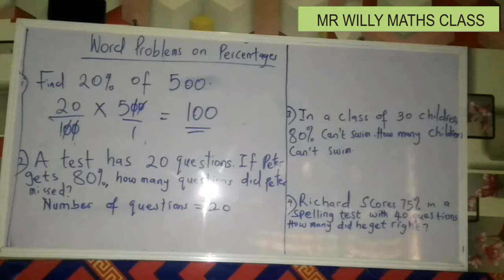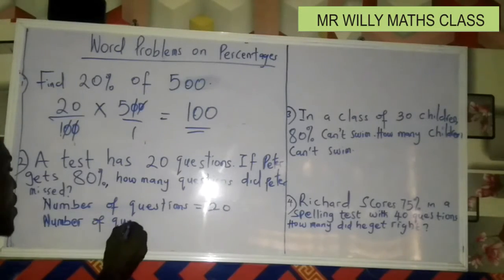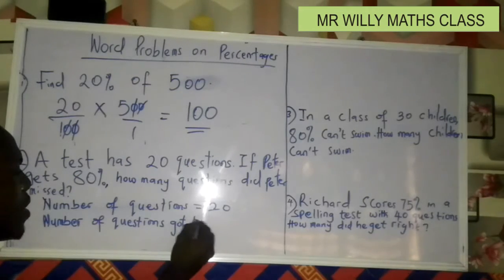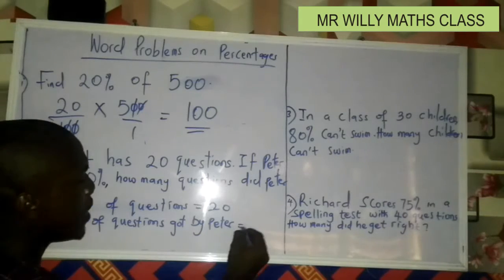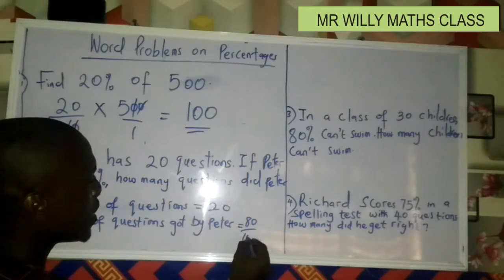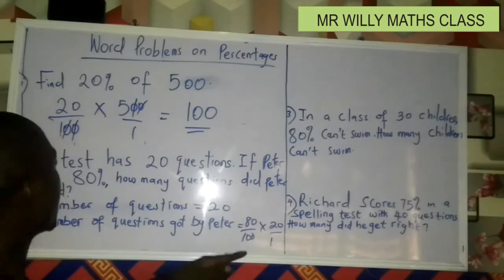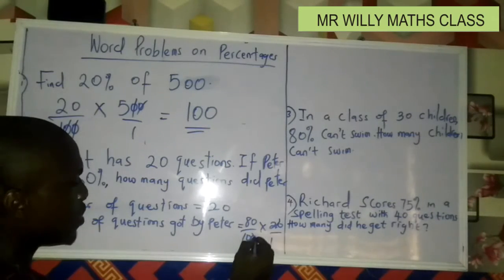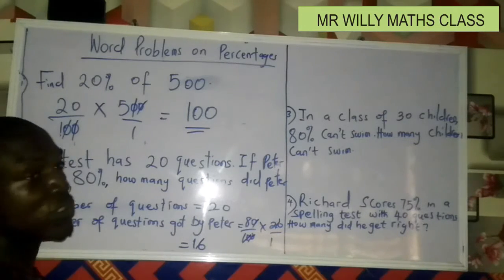Now, to get the total number of questions got by Peter, that's 80% of the total questions. That will be 80 over 100 times 20. 80% of 20, that's the total number of questions got by Peter. 0 will cancel 0. 8 times 2, that's 16. So Peter got 16 questions out of 20.